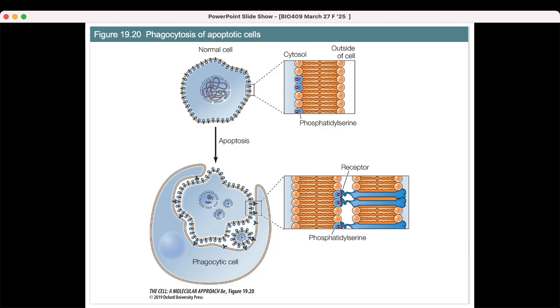That's what the figure is showing, flipping the phosphatidylserine, and here comes the phagocytic cell. There may be additional examples, but that's a big feature: we're just going to flip the phosphatidylserine out, and I'm out of here.